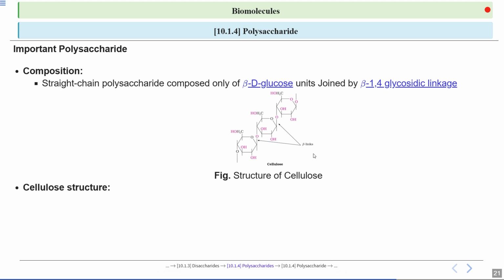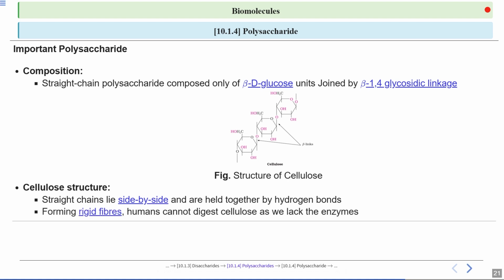Now moving on to the structure of cellulose. You will see that the straight chains of cellulose lie side by side and they are held together by hydrogen bonds. And these rigid fibers are why humans can't digest cellulose. We lack the necessary enzyme to break the beta 1,4 linkages. That is why cellulose passes through the digestive system as fiber. So this is why we cannot digest it.